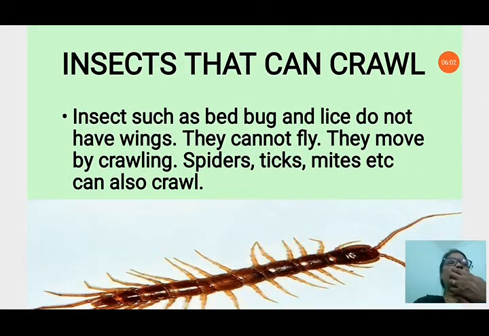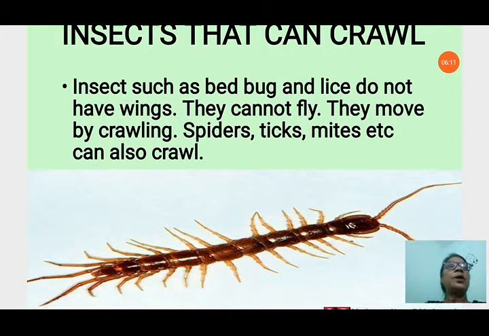Insects that can crawl. Some insects can crawl only. You can see in this picture centipede. Insects such as bed bug and lice do not have wings. They cannot fly. Some insects do not have wings and they cannot fly. They can move by crawling.